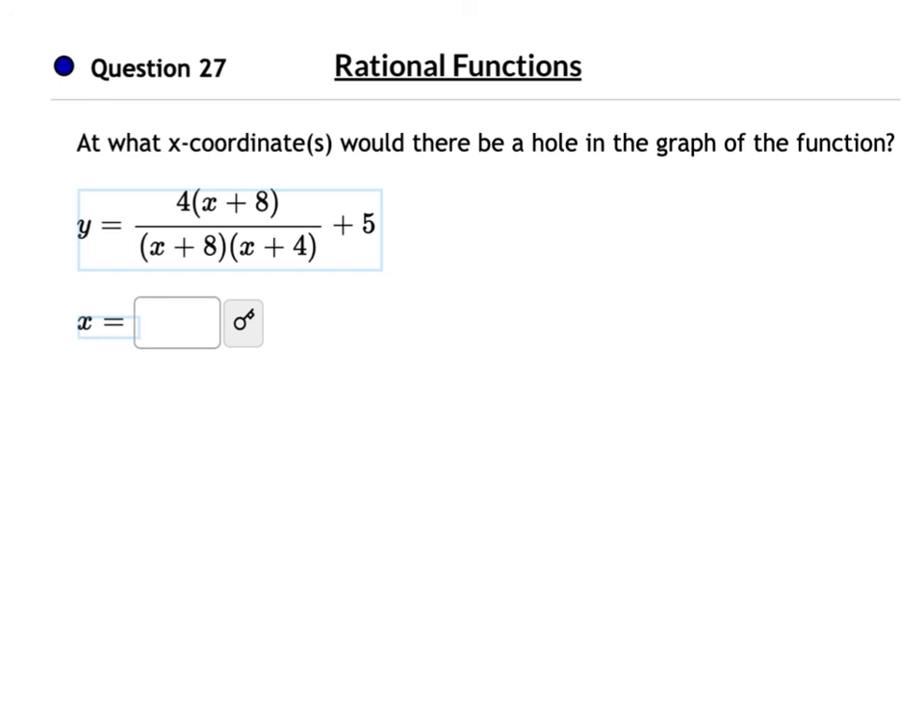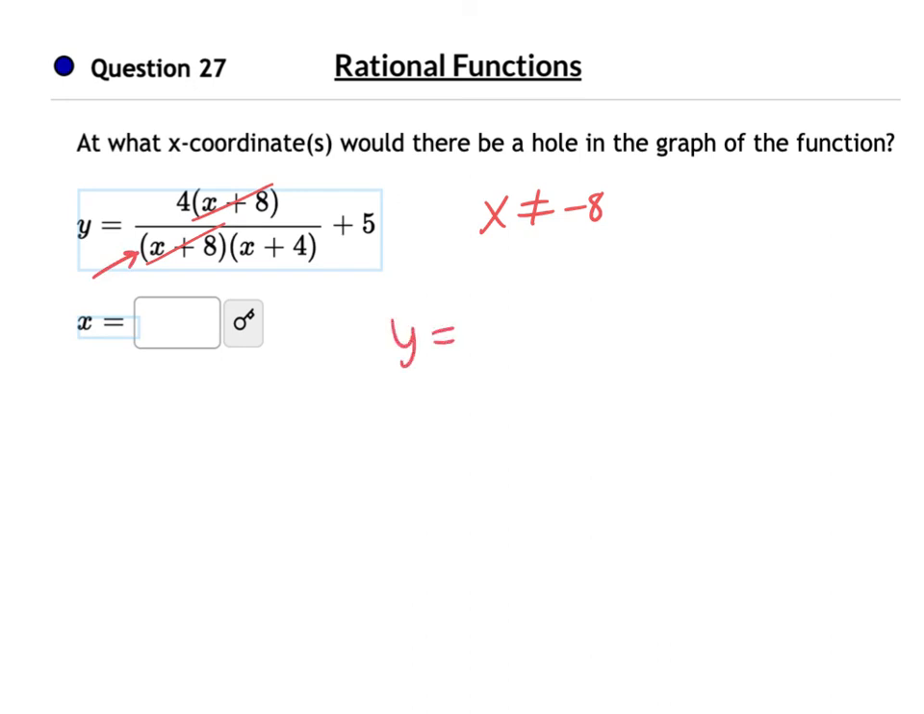What x-coordinates would there be a hole in the graph of the function? This is question 27. A hole occurs when part of a function cancels out and you can't see it anymore. It's an undefined spot in the function. Notice how in this function the x plus 8's can cancel, but I have to realize that x cannot be -8, because if x was -8, I'd be dividing by 0.